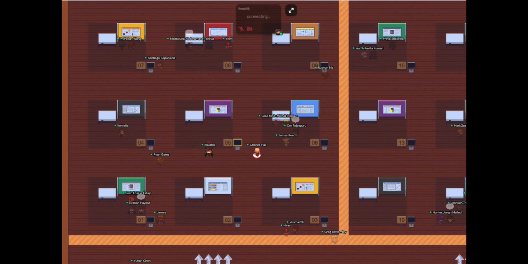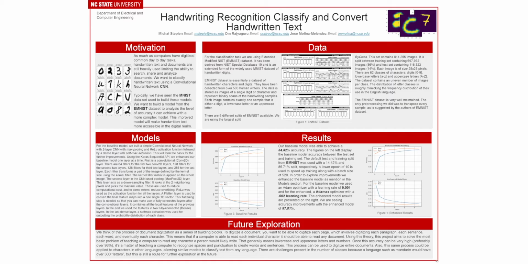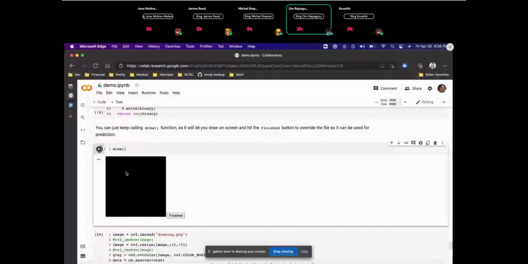Joining us. Our project is on classifying handwritten text. What we aim to do is take a single character. It can be an uppercase or lowercase letter or a number. We've gotten data from a really big data set, one of the biggest for handwriting recognition, and we're creating a model that will basically predict whatever it sees. So if you write a lowercase a, it'll tell you you wrote a lowercase a.